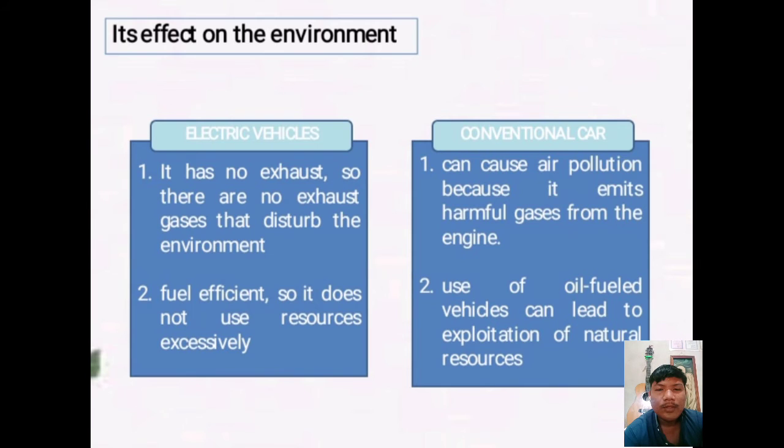Second is fuel efficiency. Electric vehicles don't use resources too much, different from conventional cars. It can be said that conventional cars are not environmentally friendly because the engine uses an internal combustion system so that it produces excess gases that are harmful to the environment and humans. And the second, conventional cars use oil-fueled vehicles, which can lead to exploitation of natural resources.